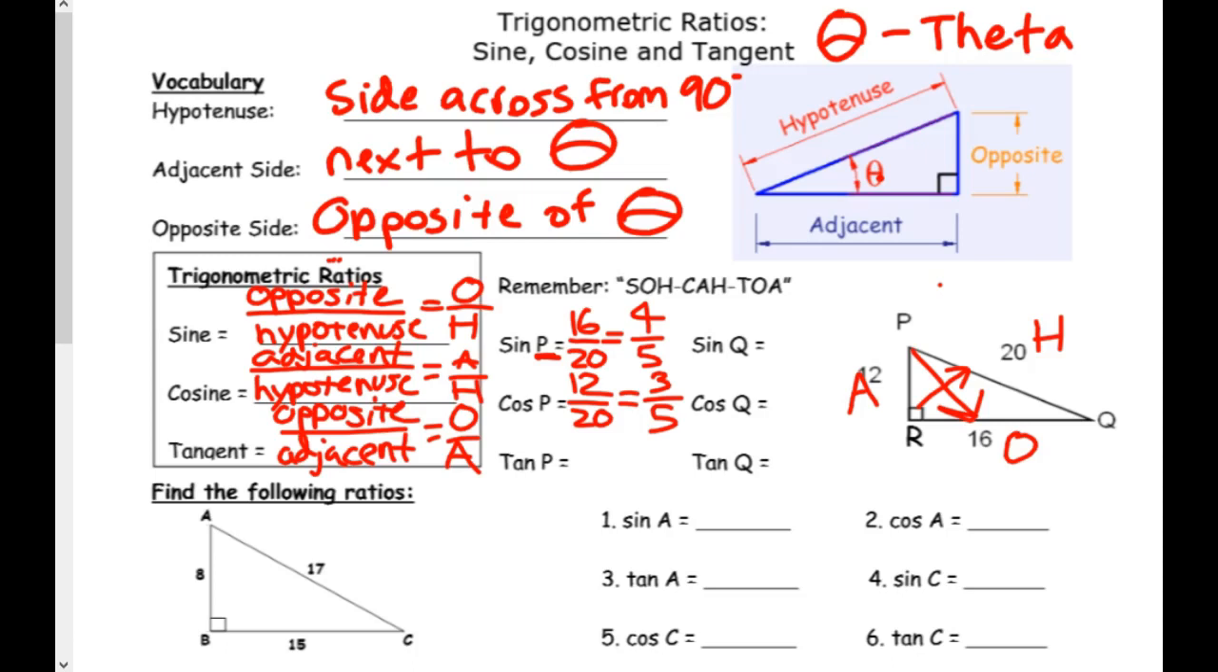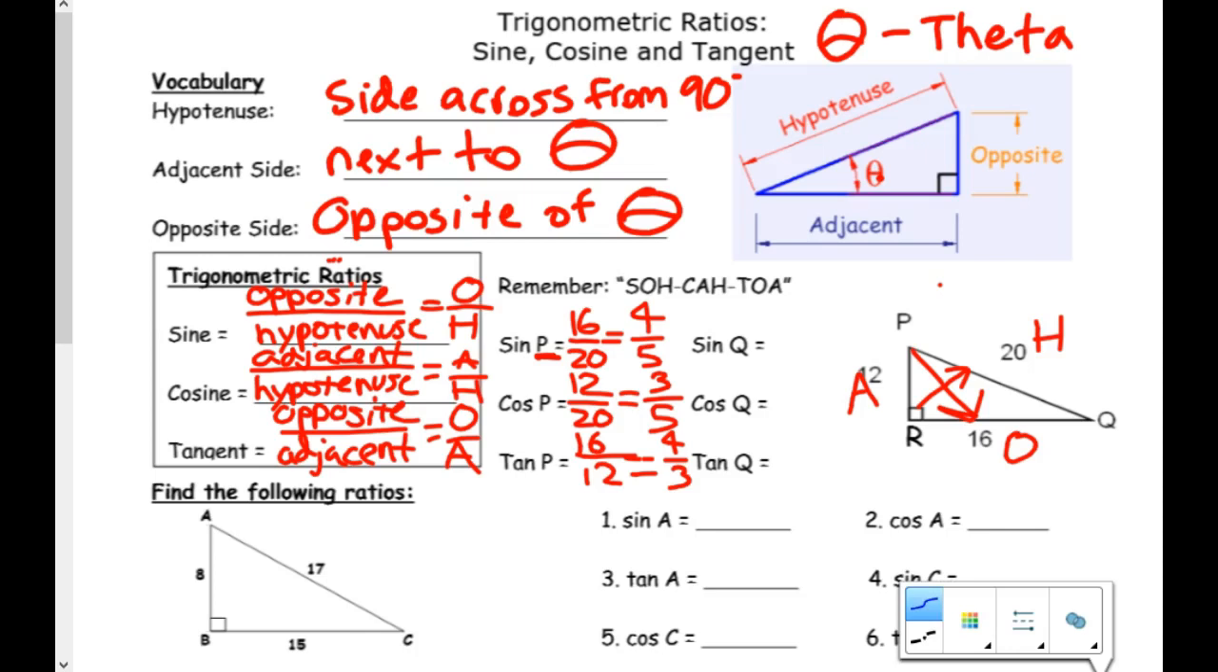What's O and what's A? O is 16 and A is 12. Okay, so 16 is next to O. What's next to A? 12. So 16 over 12, right? So 16 over 12 is reducing to 4 over 3.